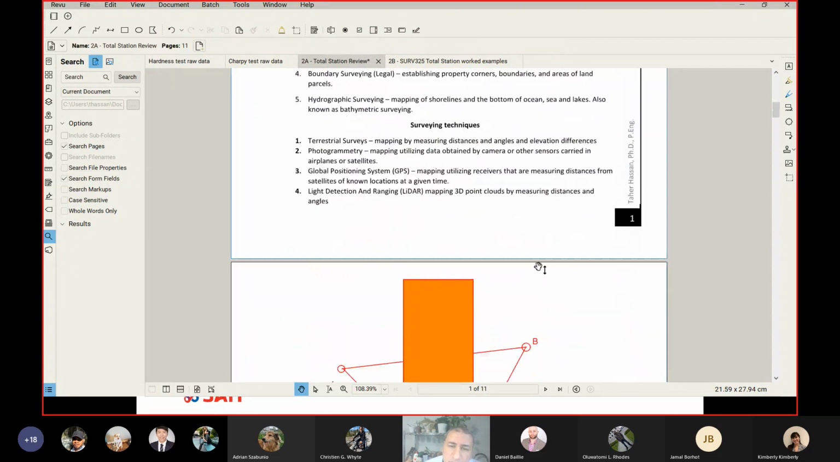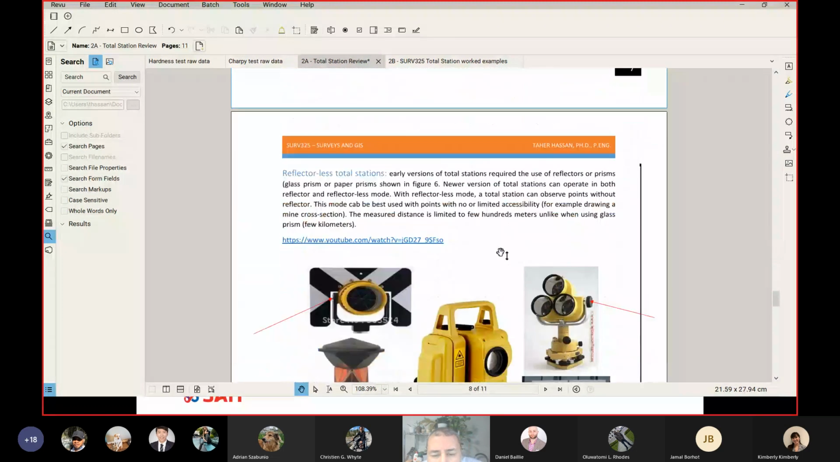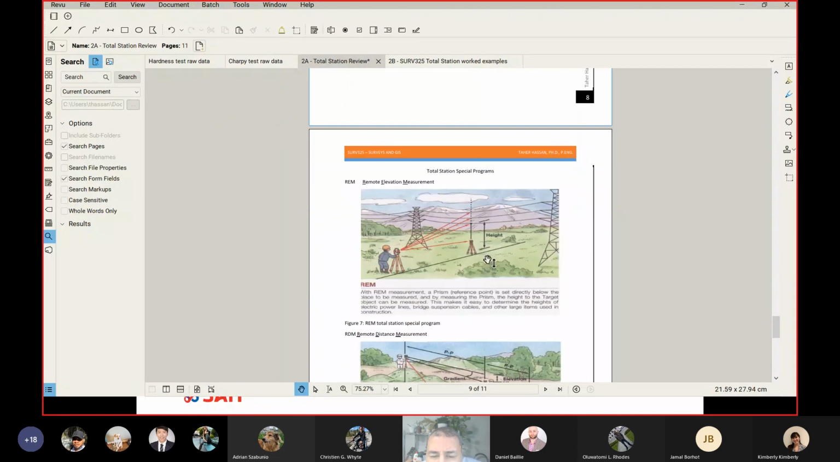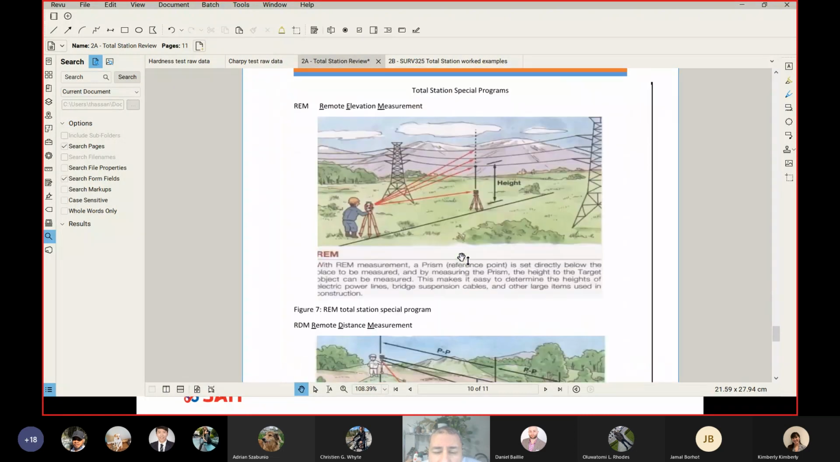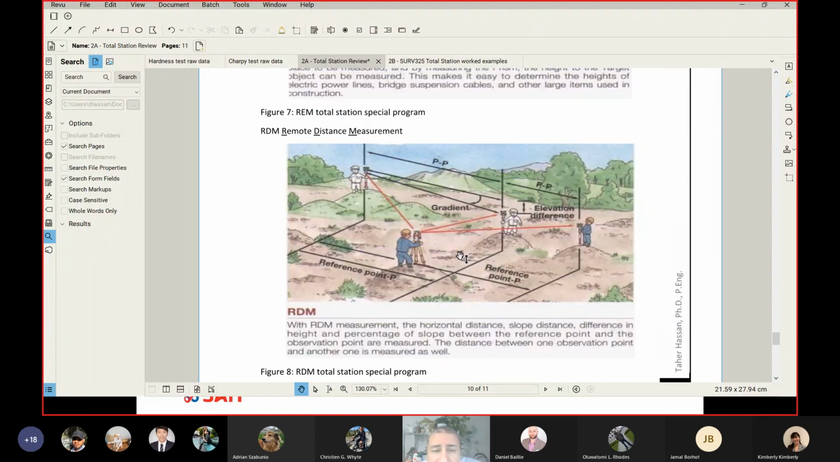Okay, let's move on to this topic here. So this topic here is called special programs in total station. Some of you may think by now that a total station can only measure angles and distances, which yes, this is what it can do. But because it has a microprocessor, it can take you to more complicated questions, for example, finding coordinates.